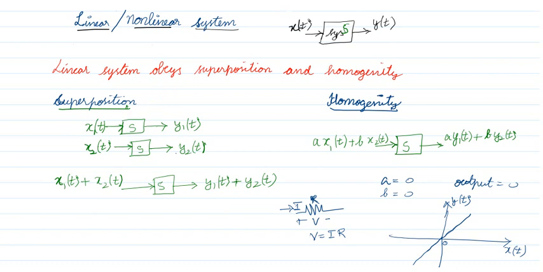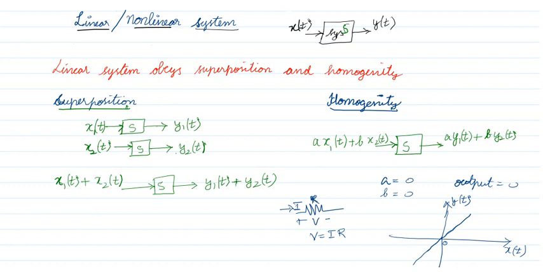Then what about homogeneity? Homogeneity is nothing but I am multiplying input x1 with A, multiplying input x2 with B. Thereby the output, you can see input x1 gives y1. Now what I am giving? A into x1. So the output becomes A into y1. Similarly, input is x2. I am multiplying the input with constant B. Thereby the output is B into y2. This principle is called homogeneity. If a system is satisfying both superposition and homogeneity, then I can say the system is a linear system.